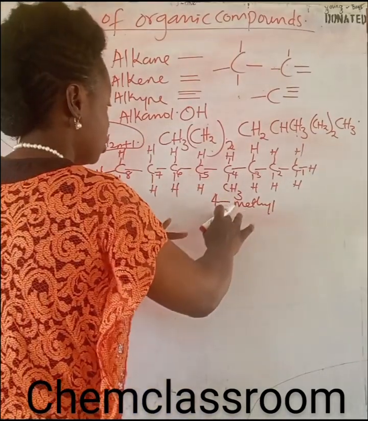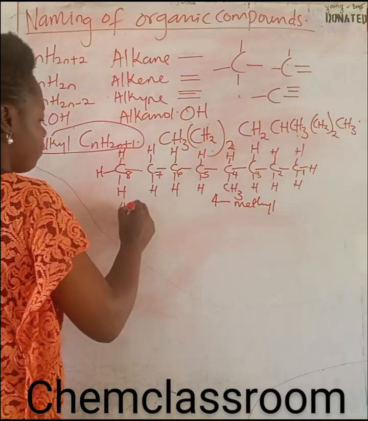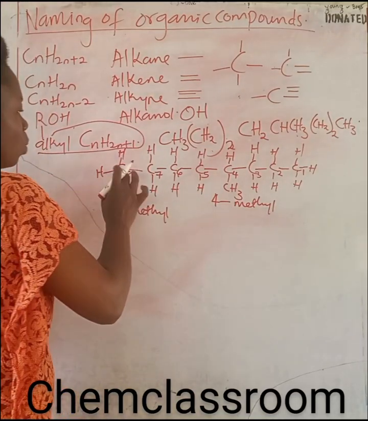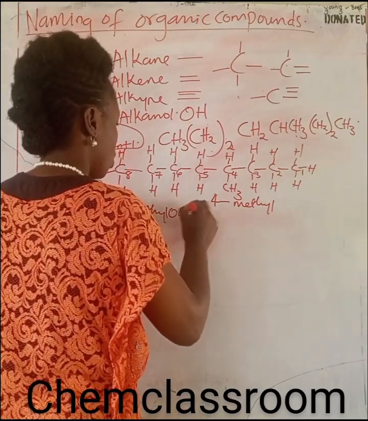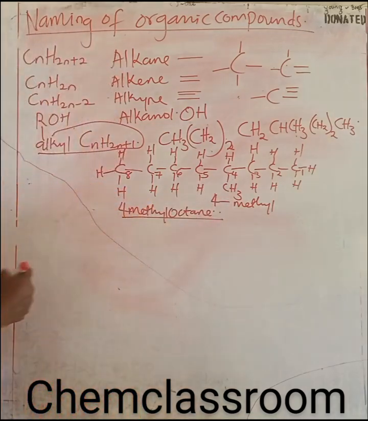Now let's name. This is the only substituent that we have on the structure, so I have 4-methyl. Then what is the parent name? We have 8 carbon atoms, so 4-methyl octane. Yes, 4-methyl octane.